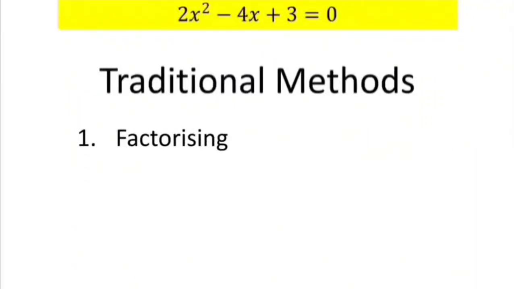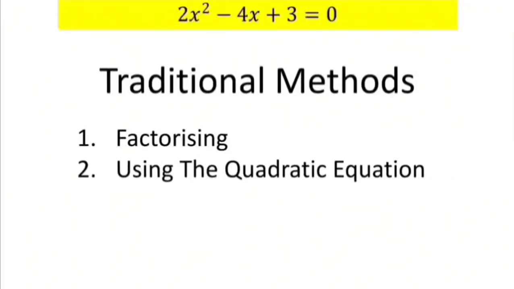The first one was factorising or factoring. If the quadratic equation can be easily factored, then this is generally the simplest and quickest method to get to your results. If the equation cannot be factored, as is the case with this equation, then we have to go to other methods. The second one, of course, is the quadratic equation. I would generally recommend this one as being the most efficient way of solving most quadratics that aren't factorizable.